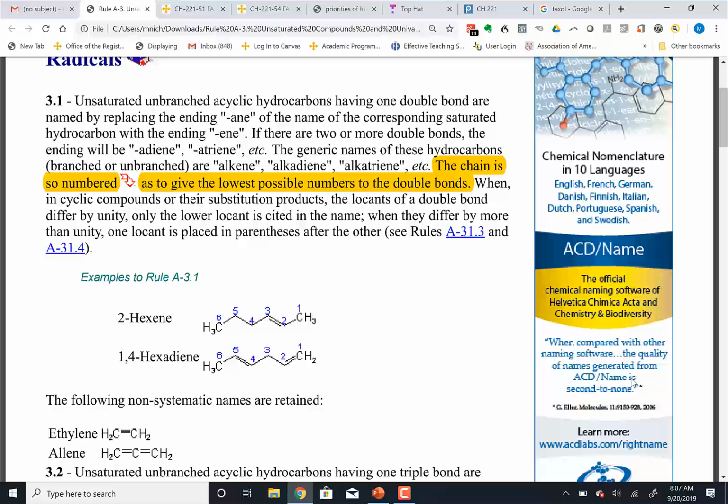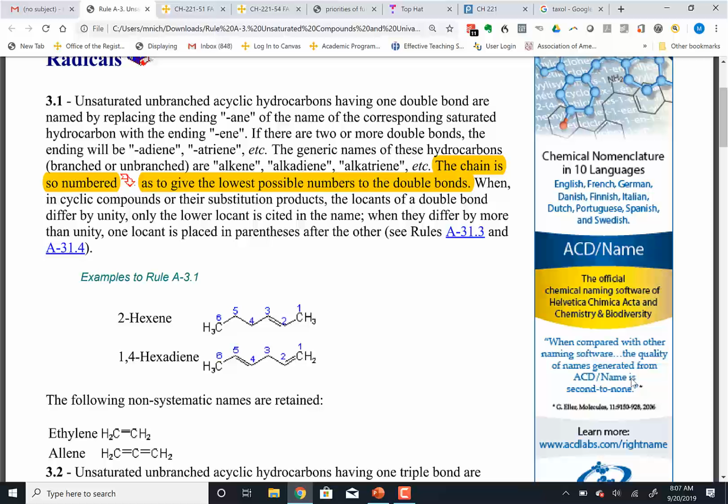So if you hear about unsaturated fats and oils in nutrition, that means that your molecule has double bonds in it. Whereas if it's saturated, it has alkanes. And we'll talk more about that term. But that's what it means.